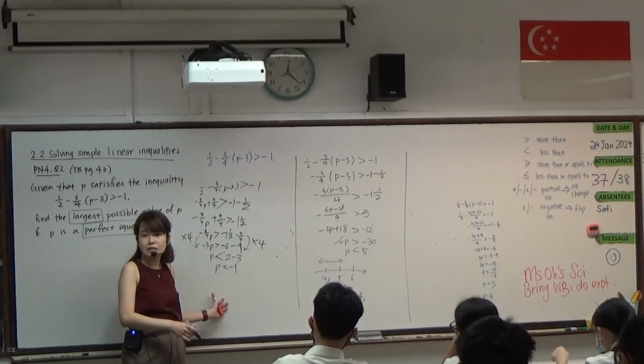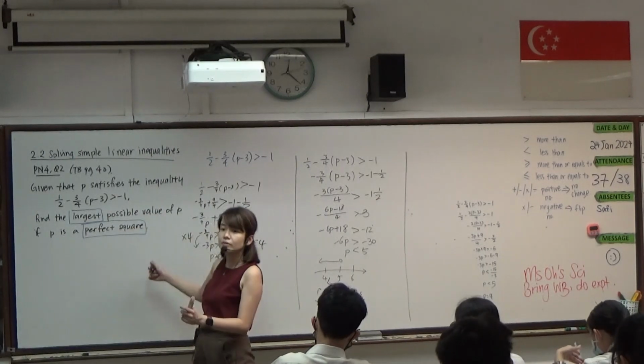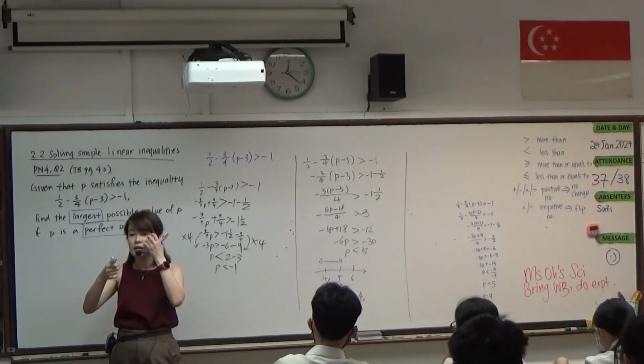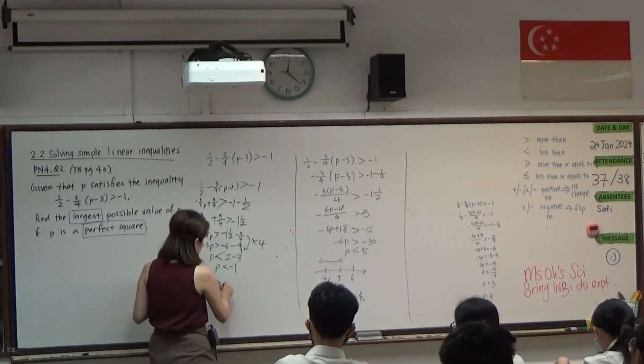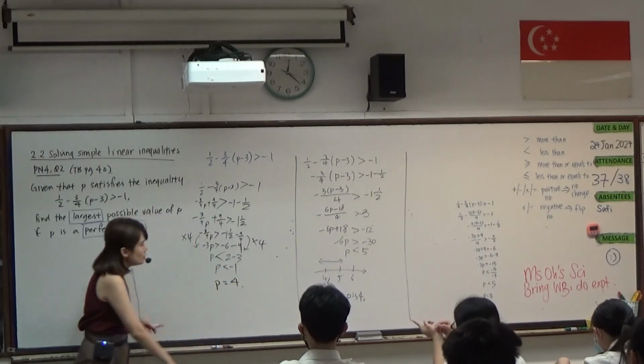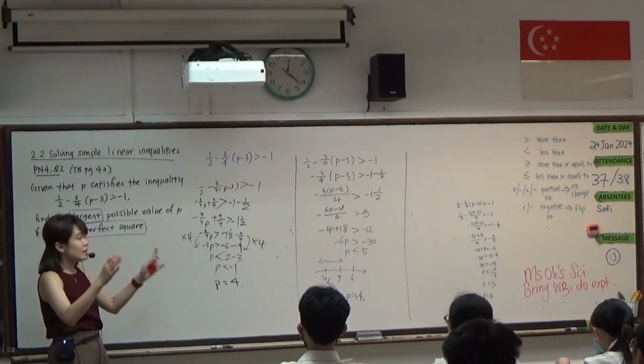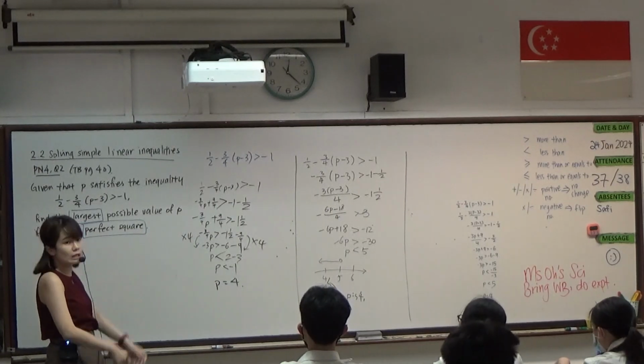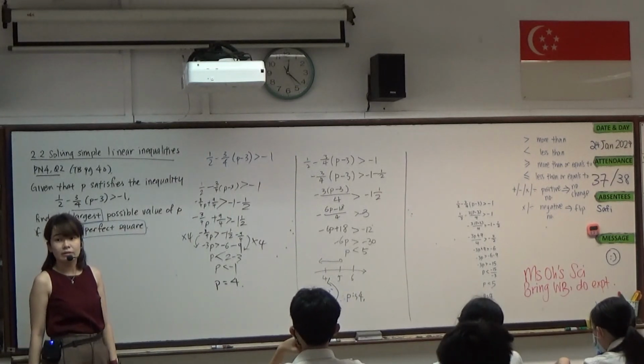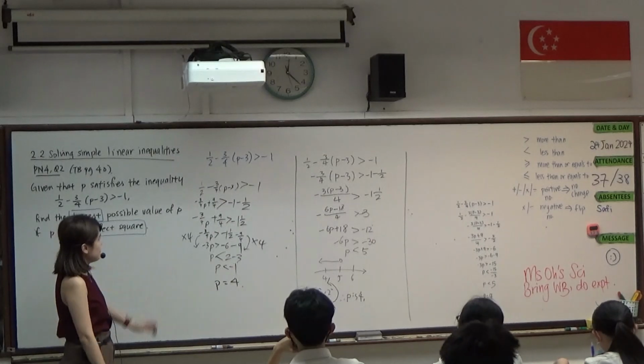Any answer that you managed to get for the p value? What did you get, Yasha? 4. Okay, so let's just wait out. It was 4. Okay, everybody got 4, but we noticed that the way they solved the inequality is different. Correct? Okay. Let's start off with Zayden's one first.